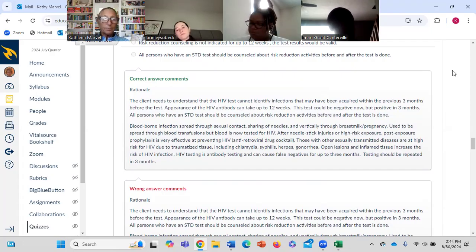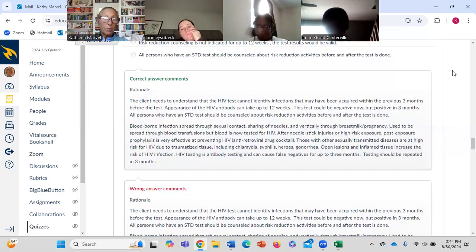All right, the client needs to understand that HIV tests cannot identify infections that may have been acquired within the previous 3 months before the test. It could take potentially up to 12 weeks. Negative now, maybe positive in 3 months. All people who have an STD should be counseled about risk reduction activities before and after the test is done. So what do we want to know about HIV?